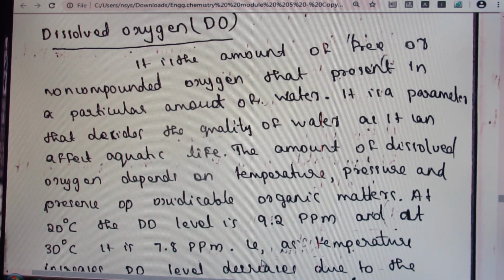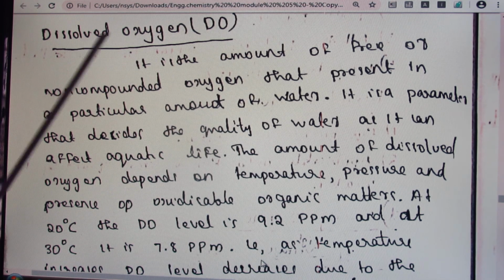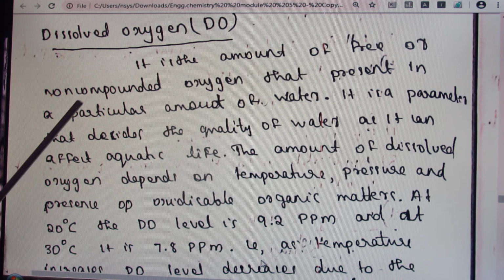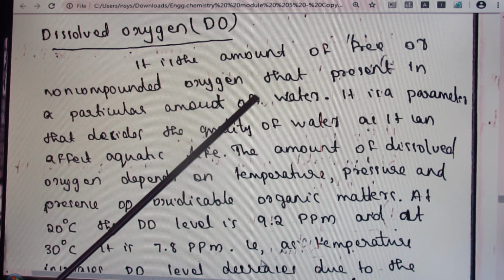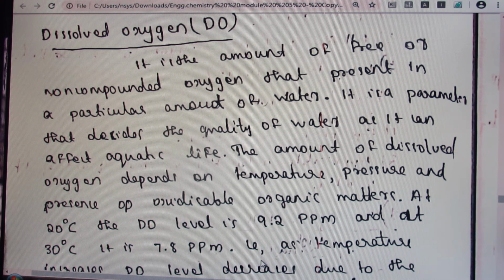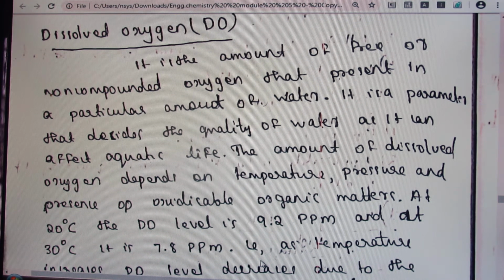Next topic, dissolved oxygen, DO. Dissolved oxygen is the amount of free or non-compound oxygen that is present in a particular amount of water. Free oxygen or non-compound oxygen, that means O2, present in water is called dissolved oxygen.